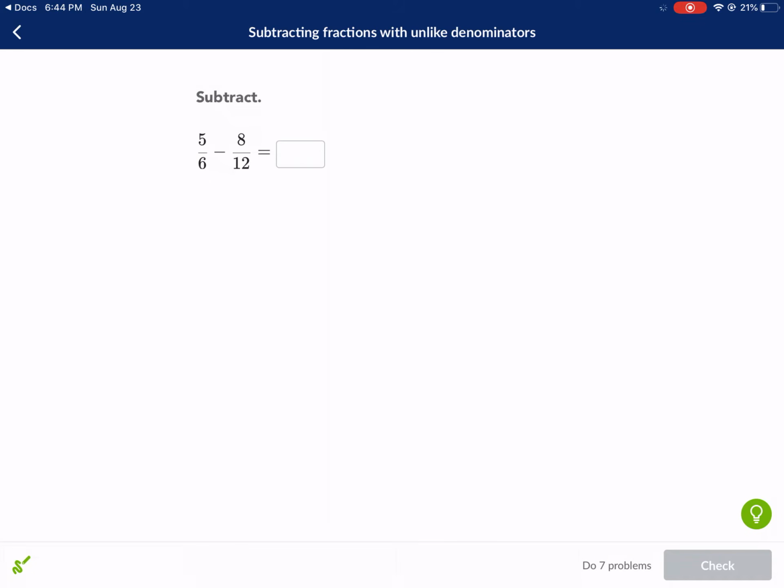We are going to be doing subtracting fractions with unlike denominators. So our problem here is subtract, and we have 5 over 6 minus 8 over 12.